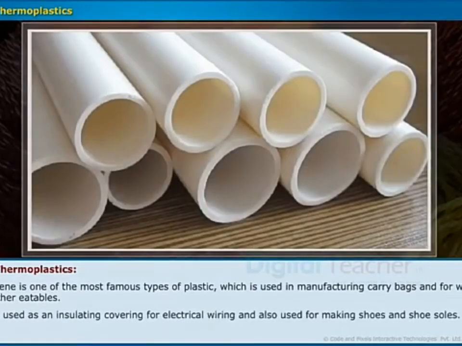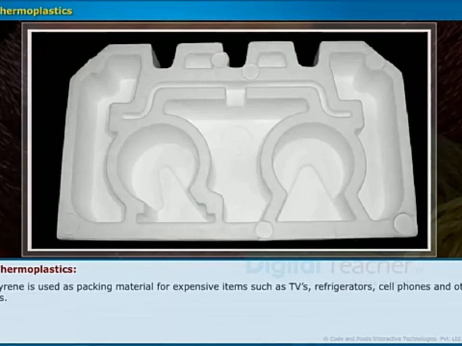PVC is used as an insulating covering for electrical wiring and also used for making shoes and shoe soles. Polystyrene is used as packing material for expensive items such as TVs, refrigerators, cell phones, and other delicate objects.